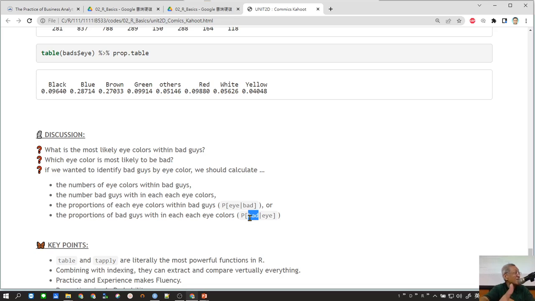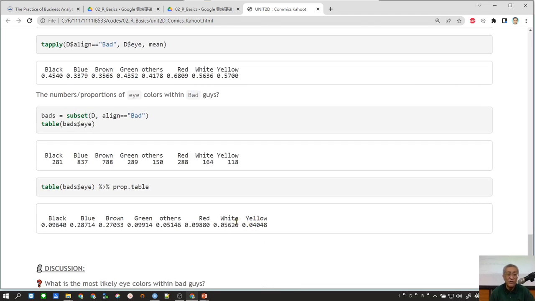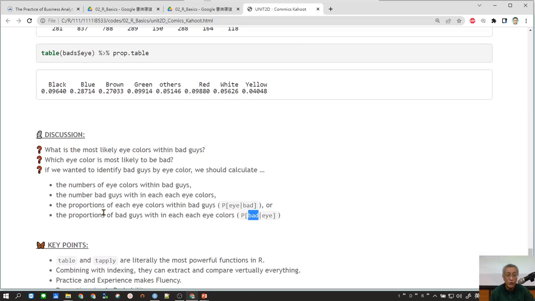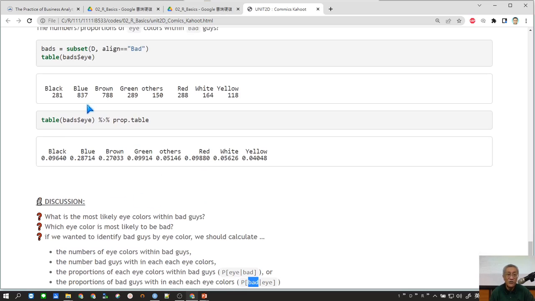Professor, why can't it be 2 as well? Oh, why can't it be 2 as well? If you look into 2, it's the number of bad guys within each eye color, right? So it's this one.